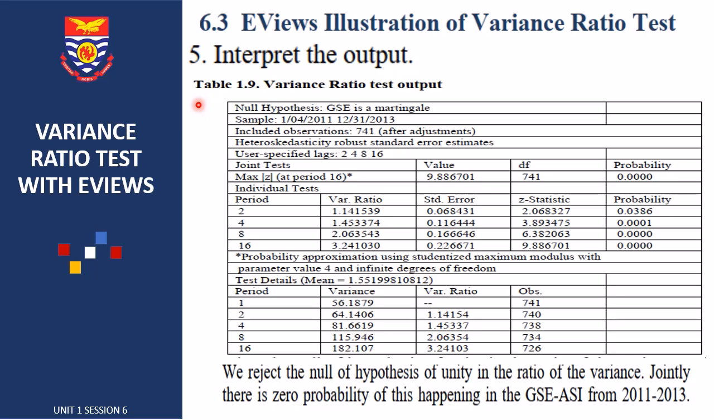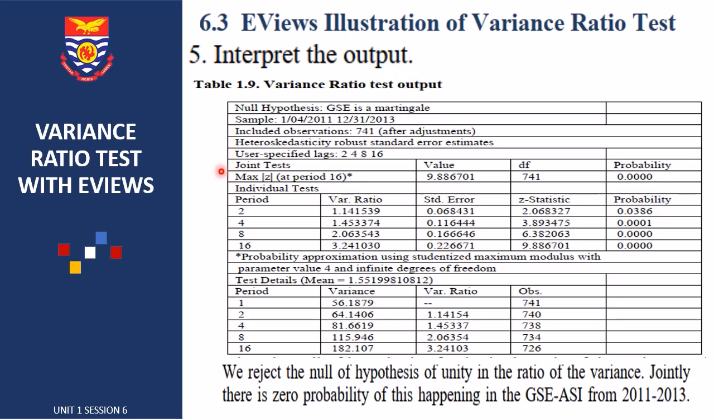We could see that the upper part of this output deals with the descriptives. Here we have the null hypothesis where we say that the Ghana Stock Exchange is a martingale. So we are saying that it has a random walk or there is no autocorrelation. It also gives us information about the sample that we included in the analysis. It also gives us the heteroscedasticity robust option, which deals with the unequal nature of the variance, among others.